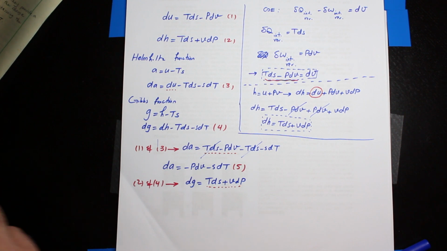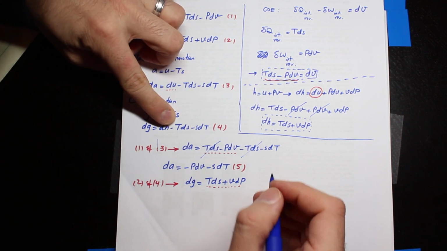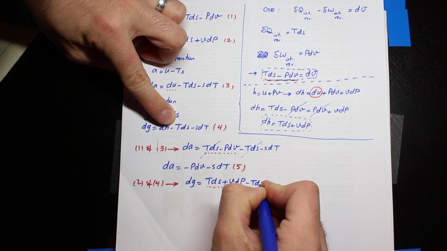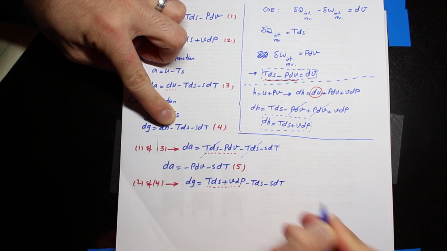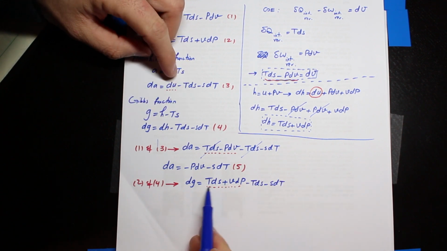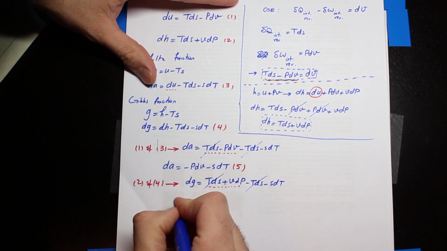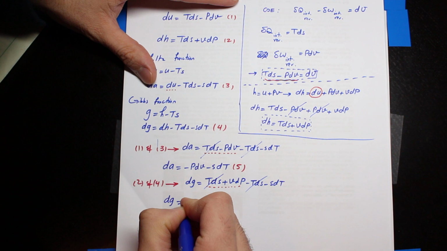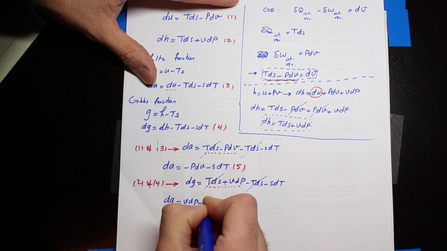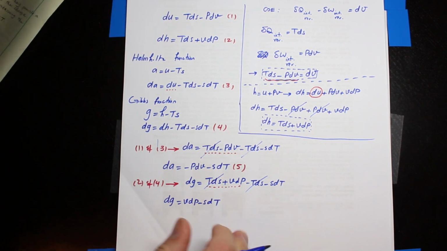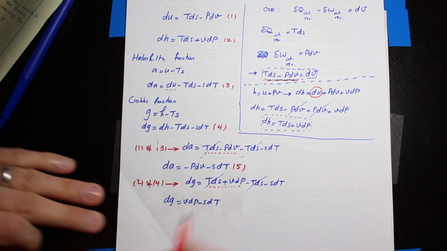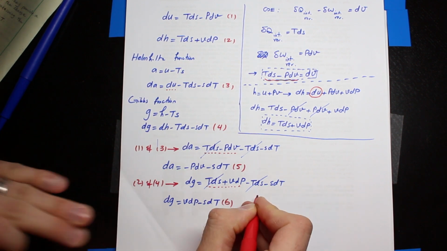This is replacing my dH, coming from equation 2, similar to what we did before. Getting back to 4, minus TdS minus SdT. So this TdS cancels this TdS, and I will end up with dG equal to VdP minus SdT. Let me call this one equation number 6.